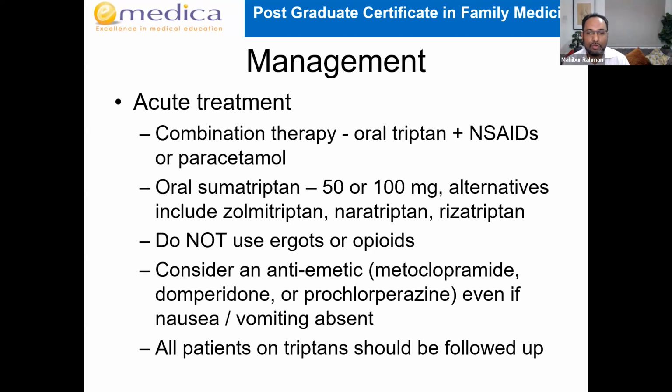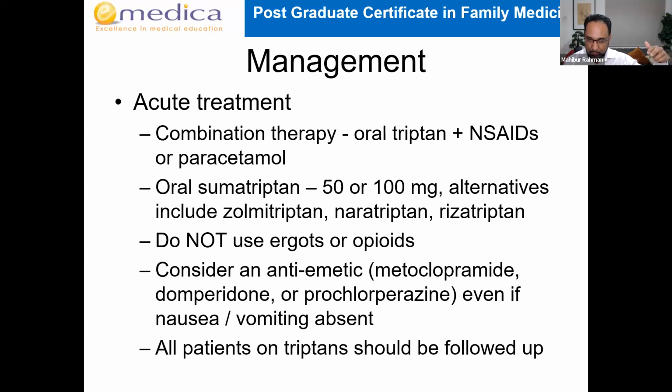So, for example, sumatriptan could be 50 or 100 milligrams. Other alternatives are zolmitriptan, naratriptan, rizatriptan. What you shouldn't use are ergotamines, which used to be used many years ago in the old guidelines, and opioids. Sometimes people buy this, don't they? People can just go to a pharmacy and buy things like codeine. They're not recommended for migraine.